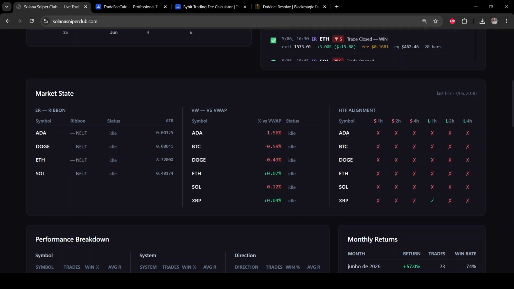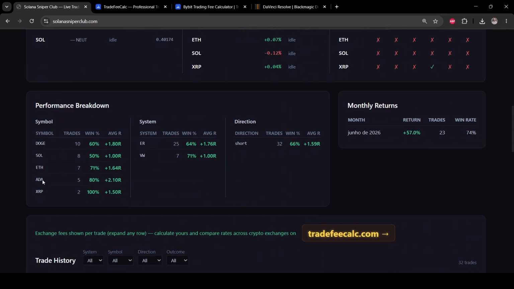So for example, to open a trade on Cardano, either for a short, all these three have to be with a green check, or for a long, all these three have to be green. And then, if this is true, and the EMA ribbon also aligns in the same direction, you can take a trade, and the VWAP the same. We also have a section of the performances for each pair, by system and by direction.